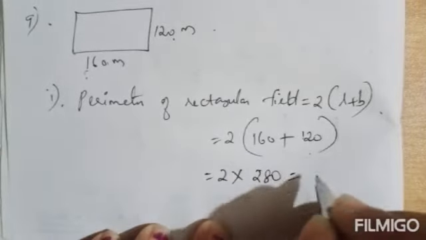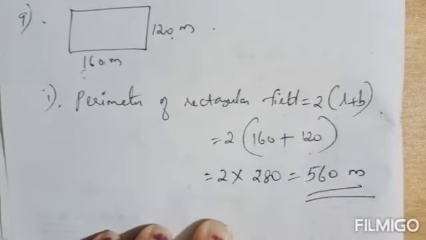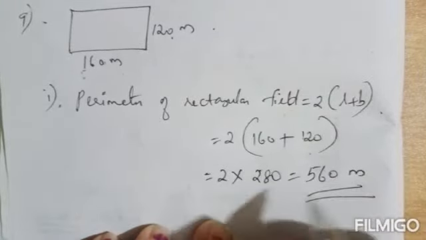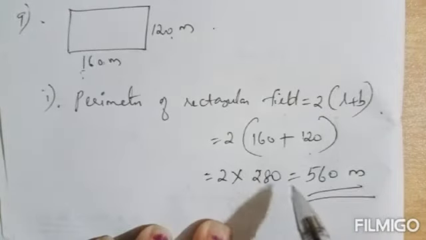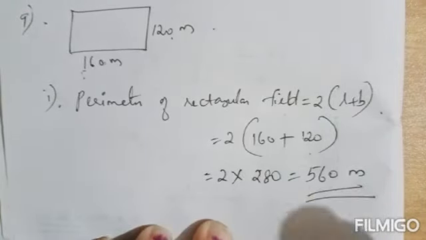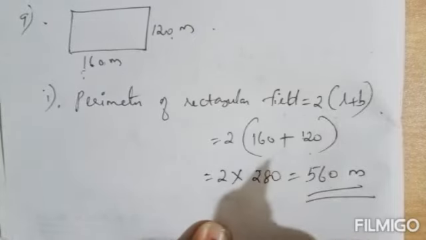Now 2 into 280, you will get 560, and the unit will be meter. Length and breadth is given in meter, so unit of perimeter will be in meter only. So perimeter of rectangular field is 560 meter. Okay, now second question, length of fence required to enclose the field.